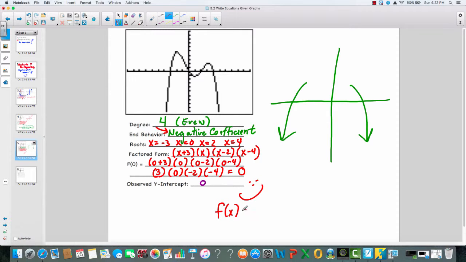F of x equals negative. And then let's do our factored form. X plus 3, x, x minus 2, and x minus 4. If you're wondering right now if the order matters, absolutely not. We could have done this, which I think I like because it just looks nicer to have the x first, I think.